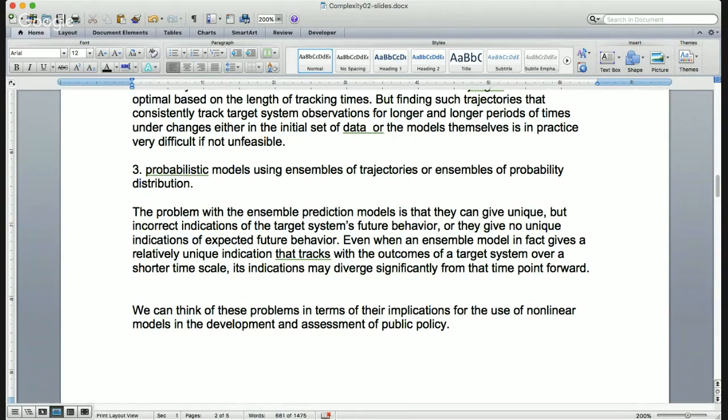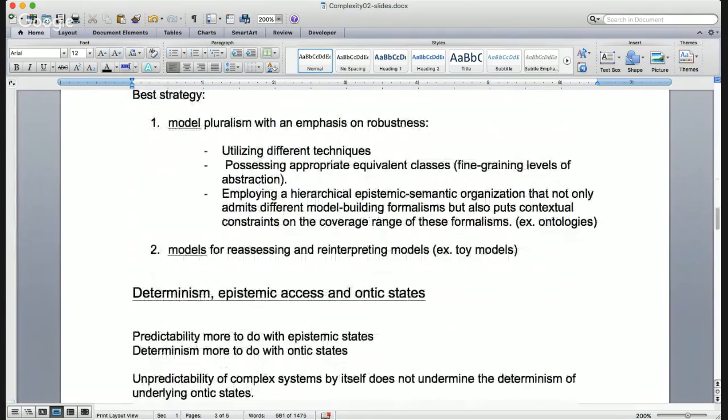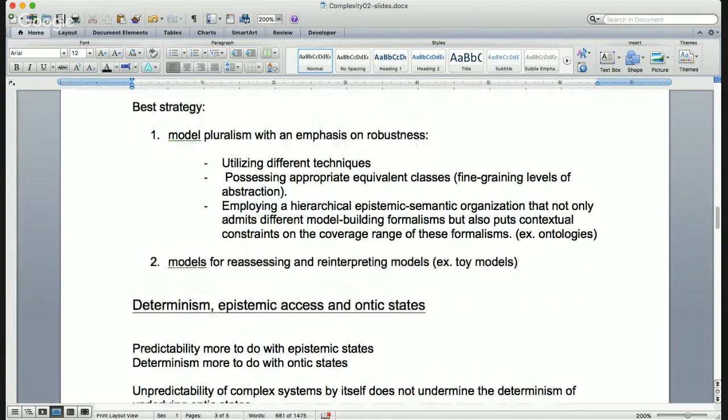So we talked about modeling and epistemic uncertainty. Now we can talk a little bit about determinism in complex systems. Intuitively, one might think that if a system is deterministic, then it surely must be predictable. But the relationship between determinism and predictability is much too subtle to support this intuition.